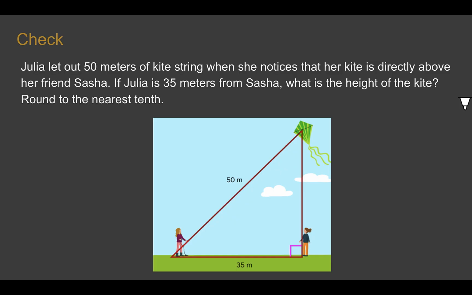Check your understanding. Read through the situation and use the diagram to determine the height of the kite. Round to the nearest tenth. Pause the video now and complete the check.